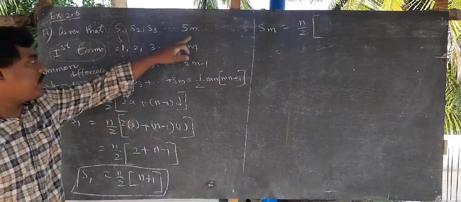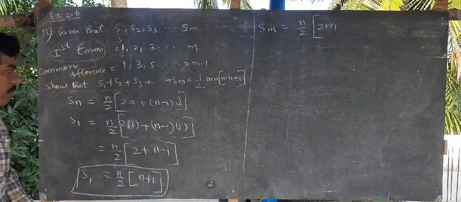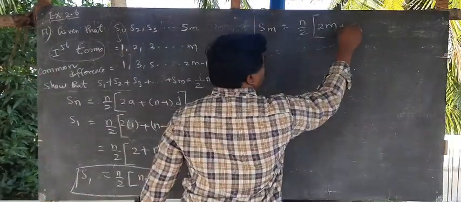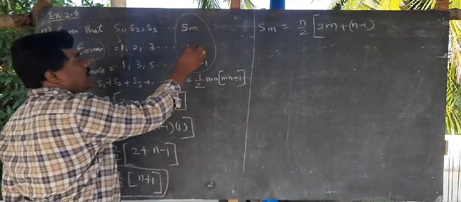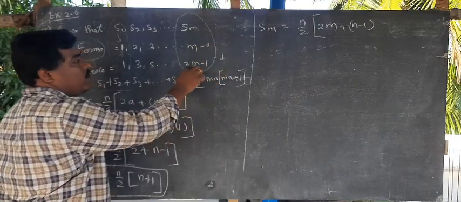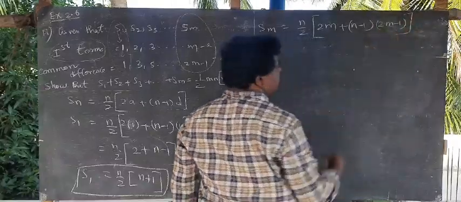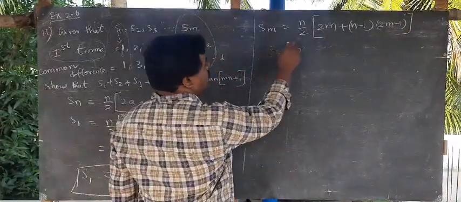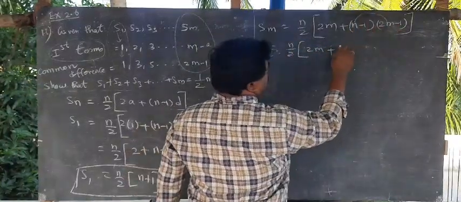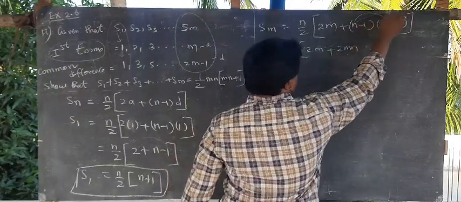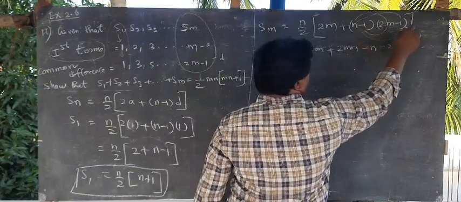Here a is what? Sm equal to m. So 2 into m, 2m plus n minus 1 into d equal to what? For Sm, this is a, this is d, 2m minus 1, 2m minus 1. Right? This equal to n by 2, 2m plus n into 2m, 2mn, n into minus 1 minus n, minus 1 into 2m minus 2m, minus 1 into 1 plus 1.